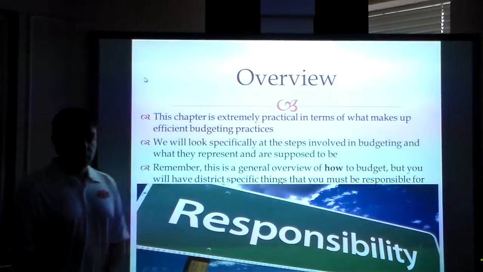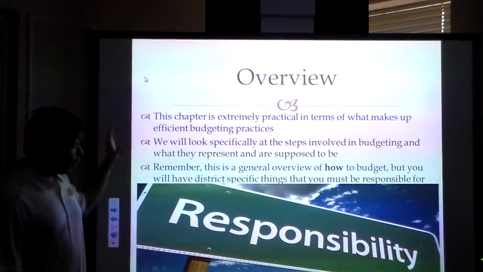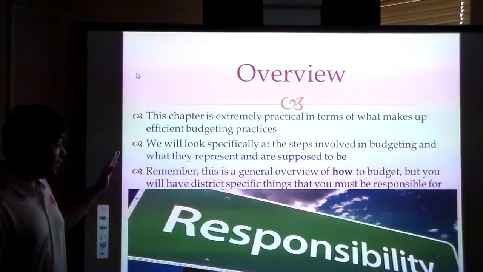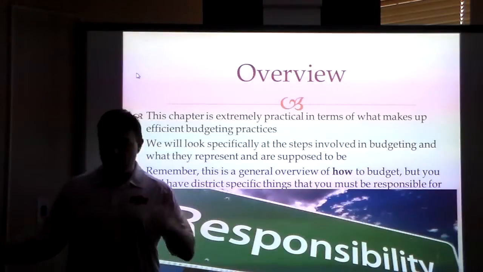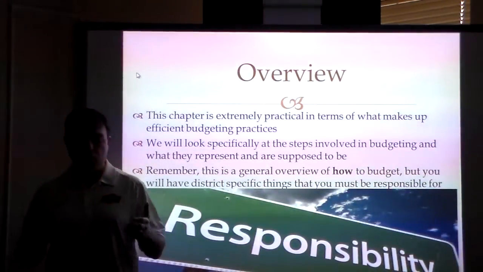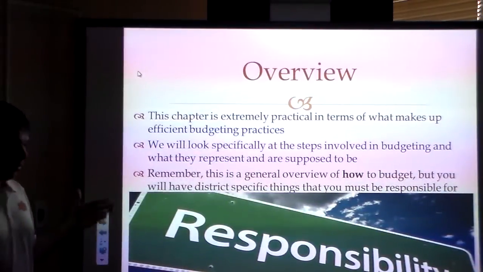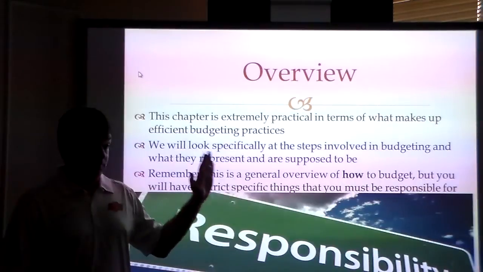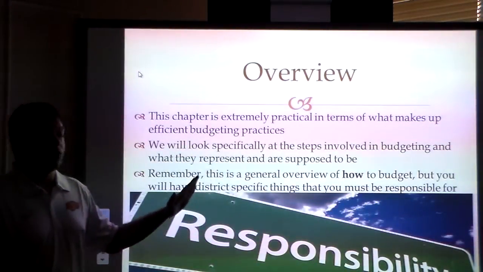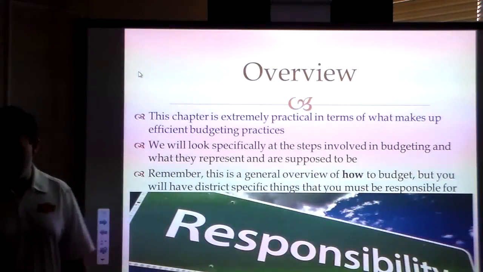So this really is the principal budgeting chapter more than anything else. We're going to go over what makes up efficient budgeting practices, the steps involved in budgeting, and how to budget. Then the next chapter kind of ties it together and looks at what you can do with site-based management. So this goes over what you'll see in general at any level, district level, state level, anywhere you go. But then the next chapter is really going to look at the site-based management stuff.